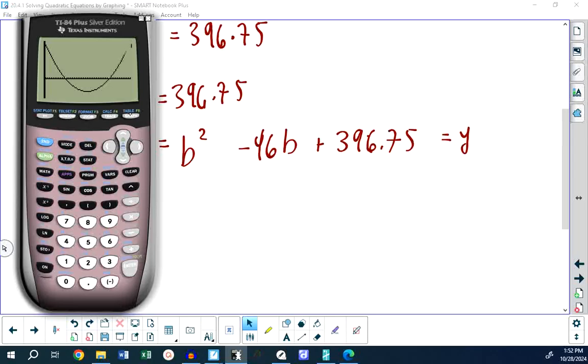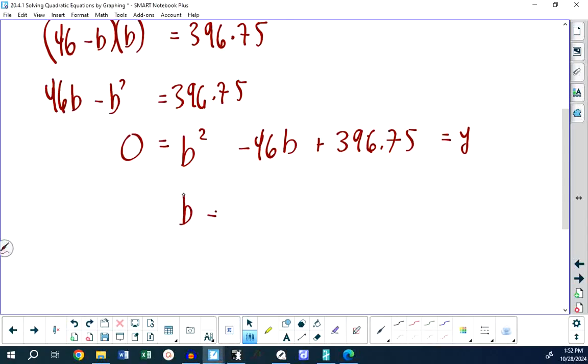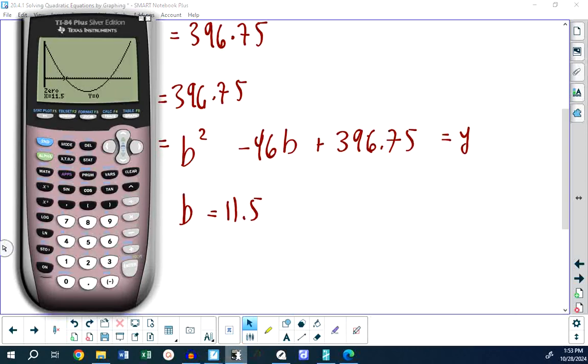And now something that is so subtle. I have no doubt you can find the x-intercepts. I'm going to calculate them for us, or find them. You can do so as well. The first x-intercept is 11.5. Do you get 11.5? Okay, so B is equal to 11.5. What's the second x-intercept?